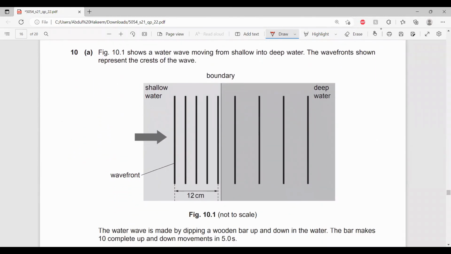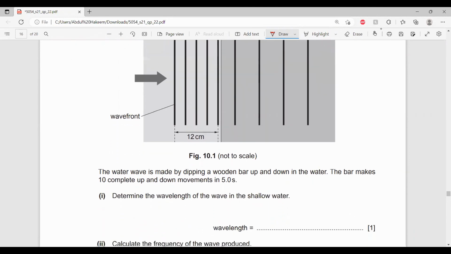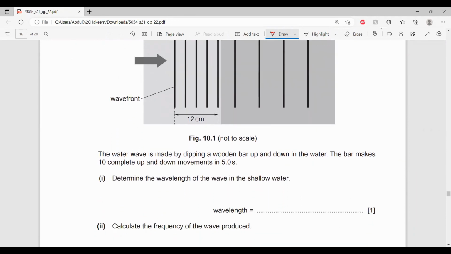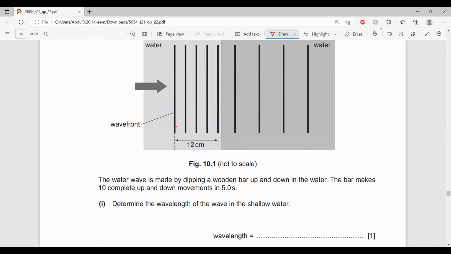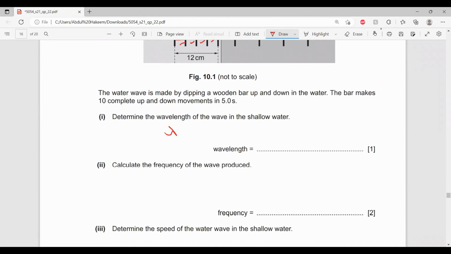Now look at this. It's a wave. The figure shows two waves moving from shallow into deep water. The wavefront shows this. The wave is made by dipping a wooden bar up and down in the water. The bar makes 10 complete dips in 5 seconds. Determine the wavelength. This gap is the wavelength. These gaps are 1, 2, 3, 4, so wavelength is equal to total length divided by 4. It is 3.0 centimeter. This is the answer for the wavelength.